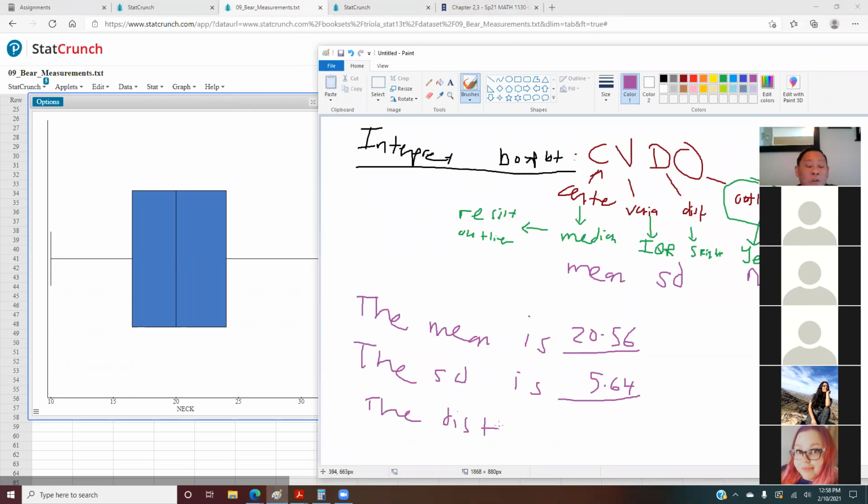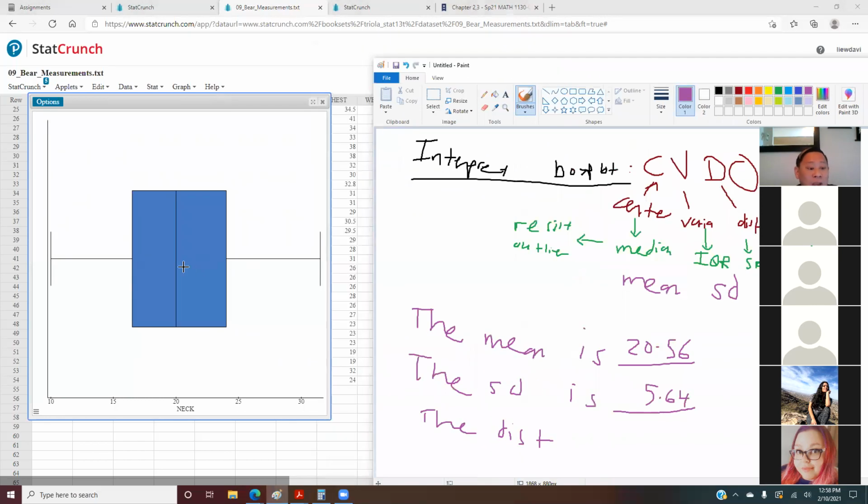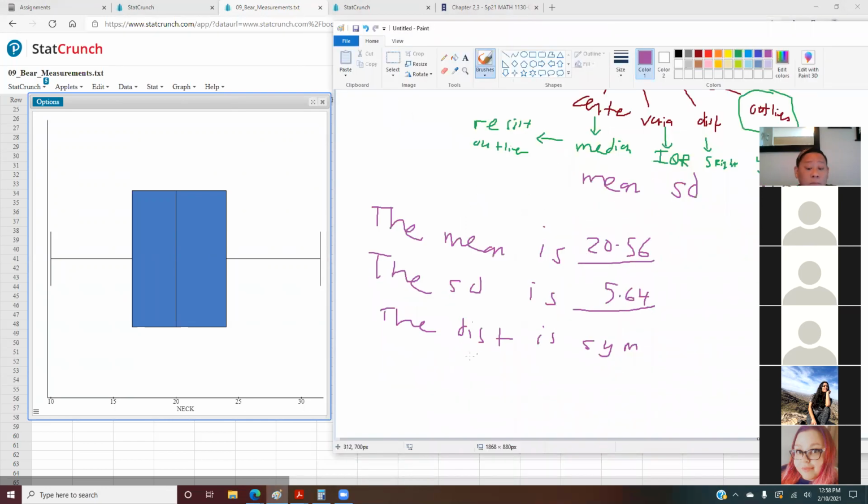You do not need to use a ruler and measure. Oh, this is a bit longer than that, so it's skewed to the right. No, for me, they are almost the same length, so it is symmetric in this case. So it's symmetric in this case. And do we have any outliers in this case? No. So there's no outlier. So this is how you interpret your box plots. This is how you do it in your test and in your homework.